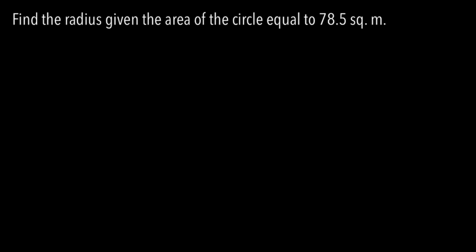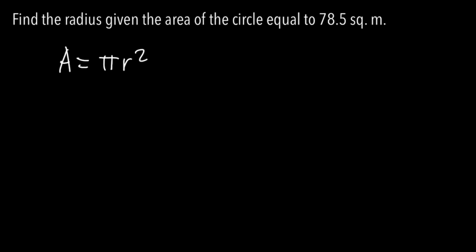In this video, we're going to solve a problem in circle. So the problem is, find the radius given the area of the circle equal to 78.5 square meter. So the formula of a circle, area of a circle is A is equal to pi r squared. What we're looking for in this problem is the radius.